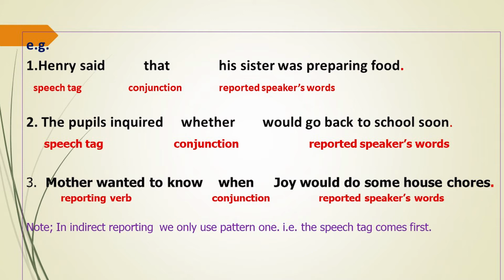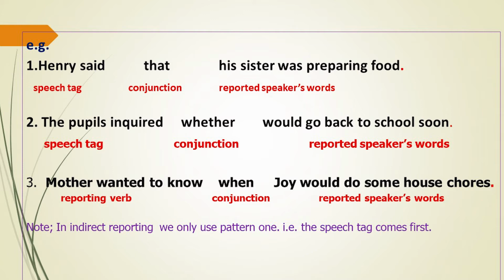Look at number 2. The pupils inquired whether they would go back to school soon. So the speech tag is the pupils inquired. The word whether is acting as a conjunction. They would go back to school soon are the reported speaker's words. Remember, a conjunction is a joining word. In this case, this conjunction is joining or connecting the speech tag to the words of the speaker. That's why we're calling it a conjunction.